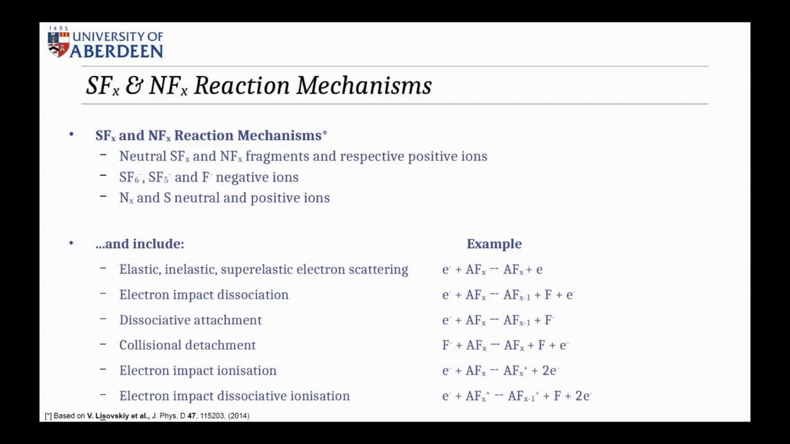So we contain all of the SFx and neutral fragments and their respective positive ions, but we only have the SF6 and SF5 negative ions, F minus, F2 minus. And we also have the NFx neutral and positive ions considered within the set. And we have these types of reactions. Of particular importance are the dissociative attachment and collisional attachment, as I highlighted earlier as well by Ryan. The collisional attachment ones are not particularly well known, but they are included.